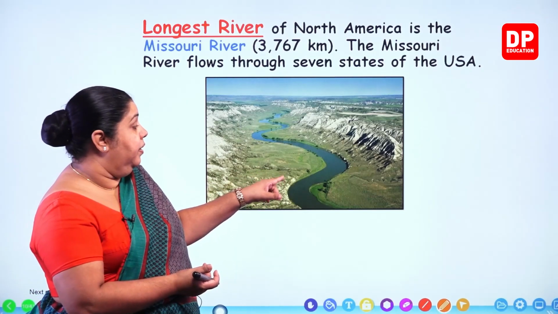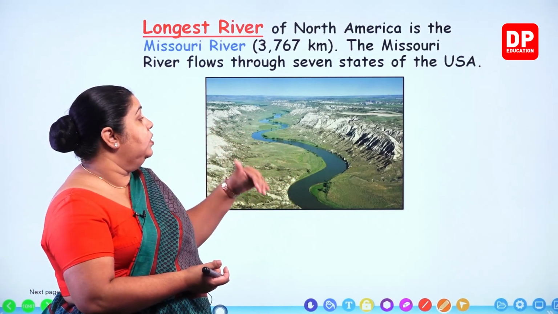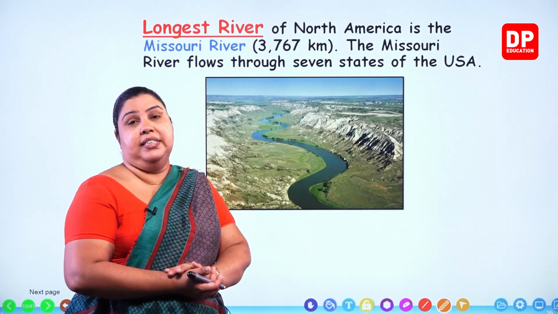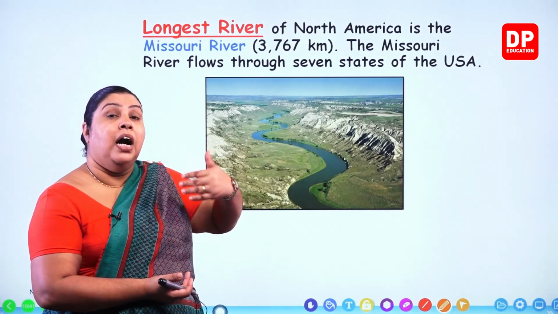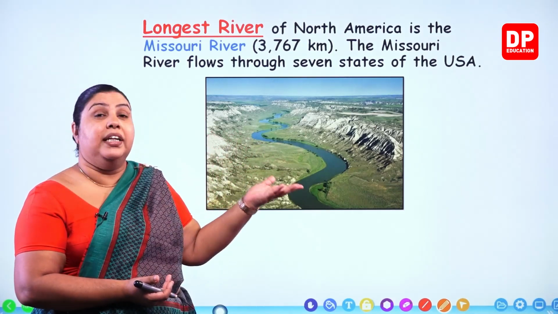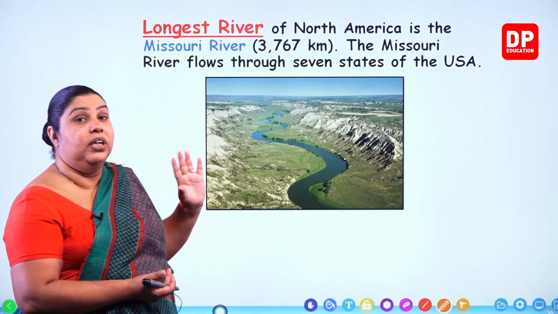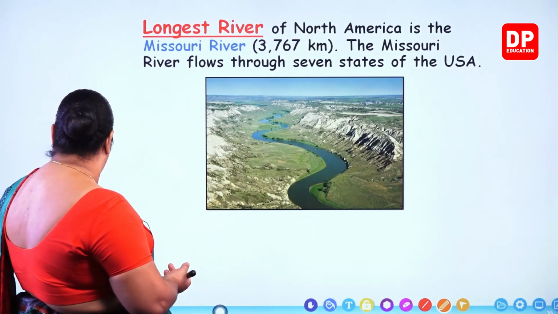So this river Missouri is so long that it flows through 7 states of the United States. How long a river it is, right? So what is the longest river in North America? Missouri River. This is the Missouri River.